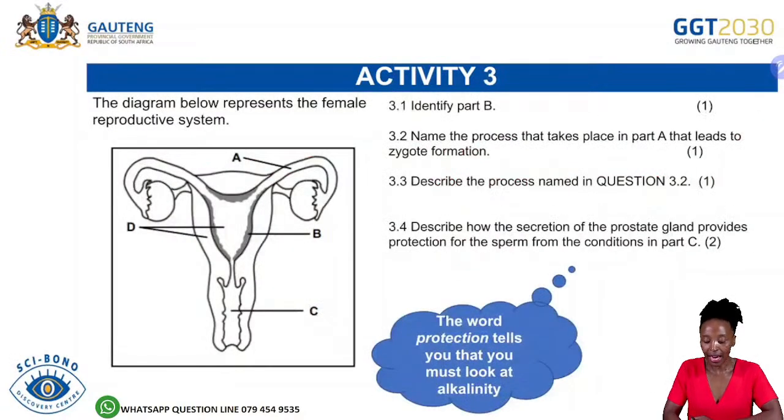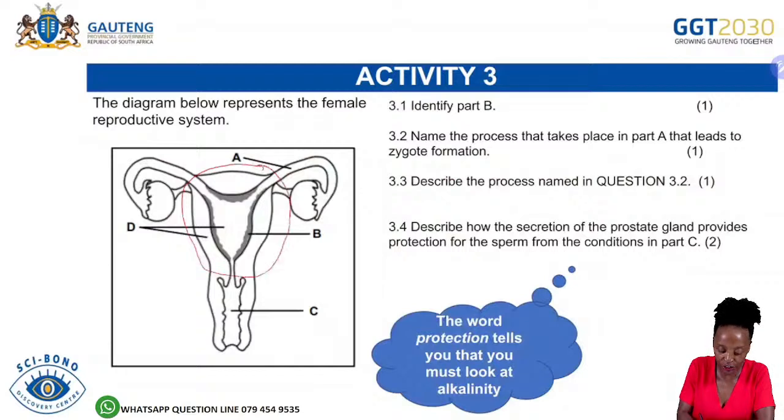Then the last question, which is activity 3, says, again, based on the female, identify part B. So part B here is specific. They did not ask you about this whole structure. They just said part B. Remember I told you that the lining of the uterus is this glandular wall, which is called the endometrium. So part B would be endometrium.